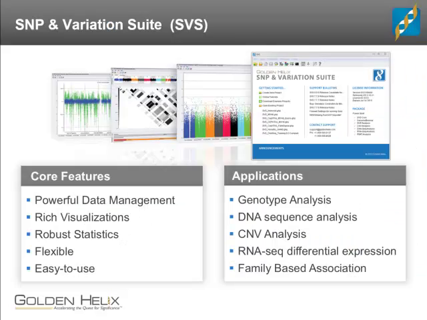Our flagship software tool is the SNP and Variation Suite, or SVS, and as we go along today, we'll spend quite a bit of time both interactively looking at SVS, but also looking at some results that were generated using the SVS software. In general, I would describe SVS as a platform for analysis, management, and visualization of many different types of genomic data. Today specifically, we'll focus in on DNA sequence analysis.